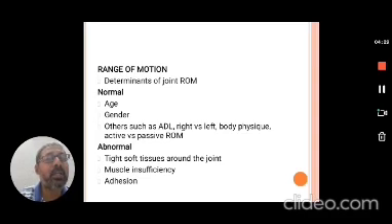Similarly, the left will have a little bit lesser range than the right. Body physique also is a major determinant in determining the range of motion. While comparing active and passive, both will have different ranges, while in the passive we are able to reach further than the active. And there are a few abnormal factors also which determine the range of motion to a certain extent, like adhesions, muscle insufficiencies, and tight soft tissues around the joints, which will also have a lesser range of motion impact.